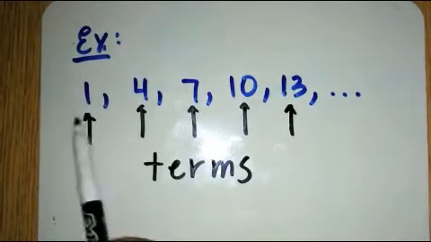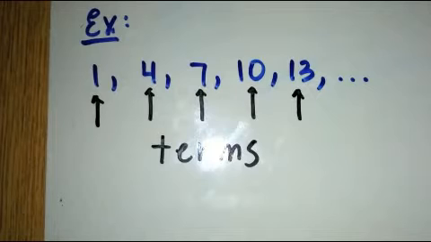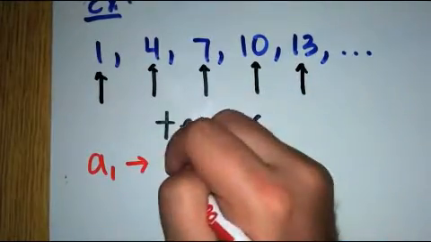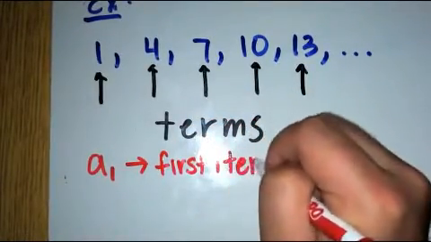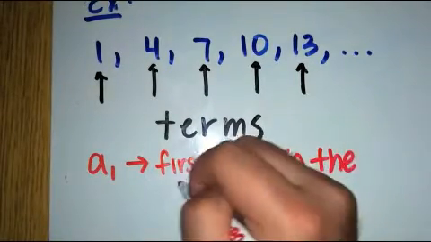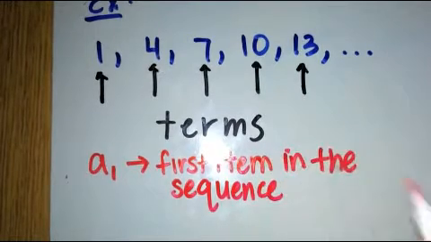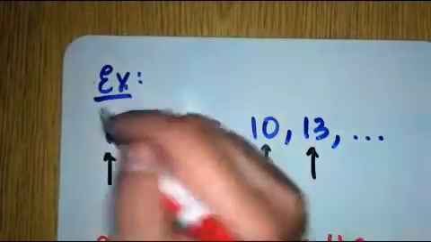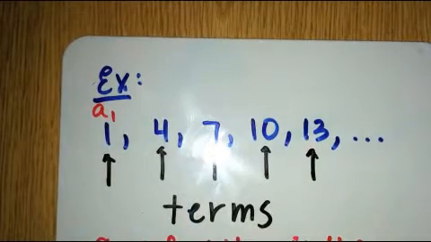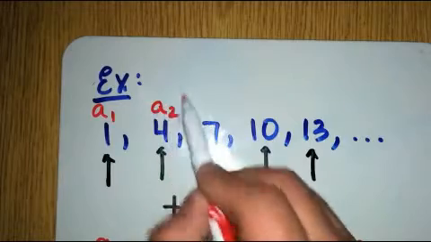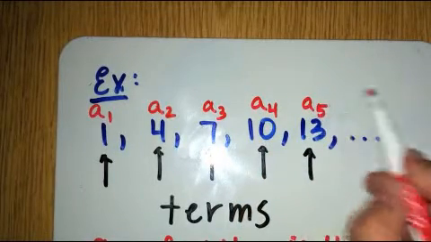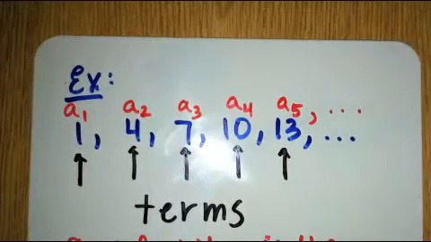Now the very first term is special. That's going to get its own little notation. The way that we denote the first term in what we call a sequence is with a little a sub 1. And again, a sub 1 refers to the first item in the sequence. So in this case, our a sub 1, our first item in the sequence, is just 1. I'm calling this a sub 1, and from here you can label everything else if you wanted to. I can call this 4 a sub 2, meaning it's the second term in the sequence. A sub 3, a sub 4, a sub 5, and of course, dot, dot, dot. The dot, dot, dot signifies that it goes on forever.